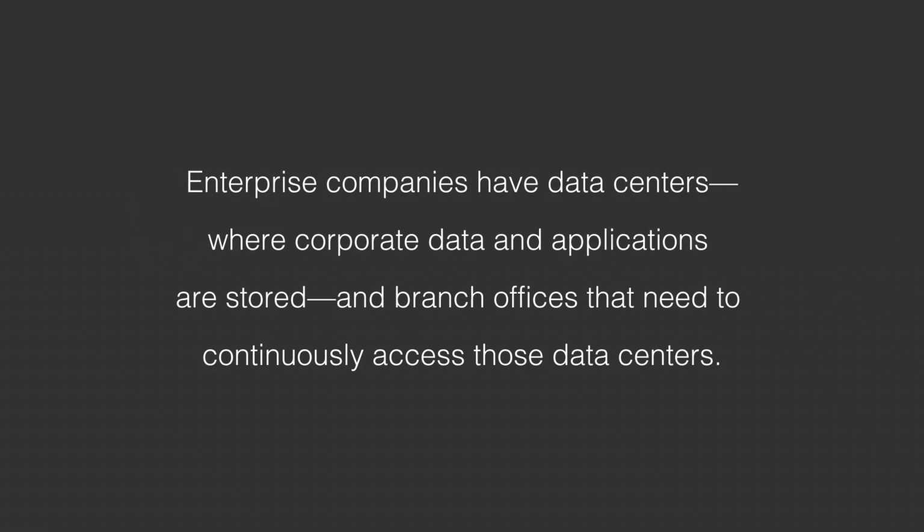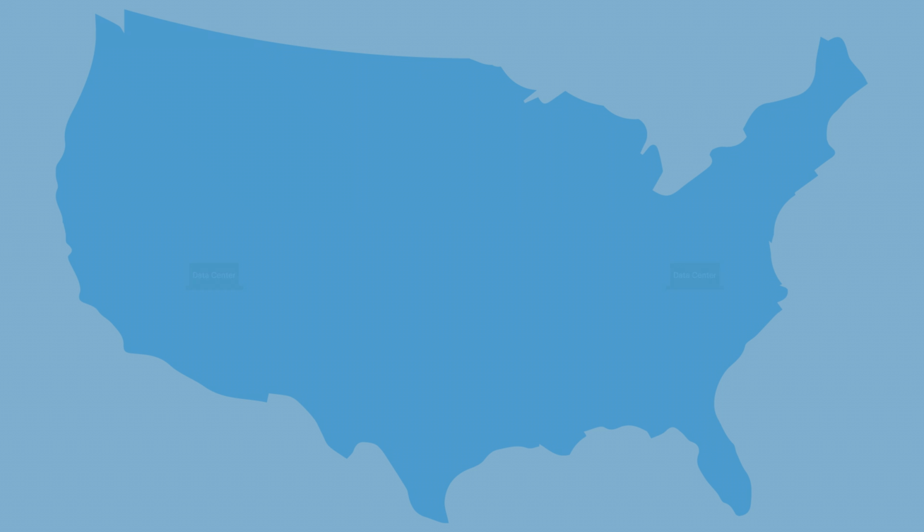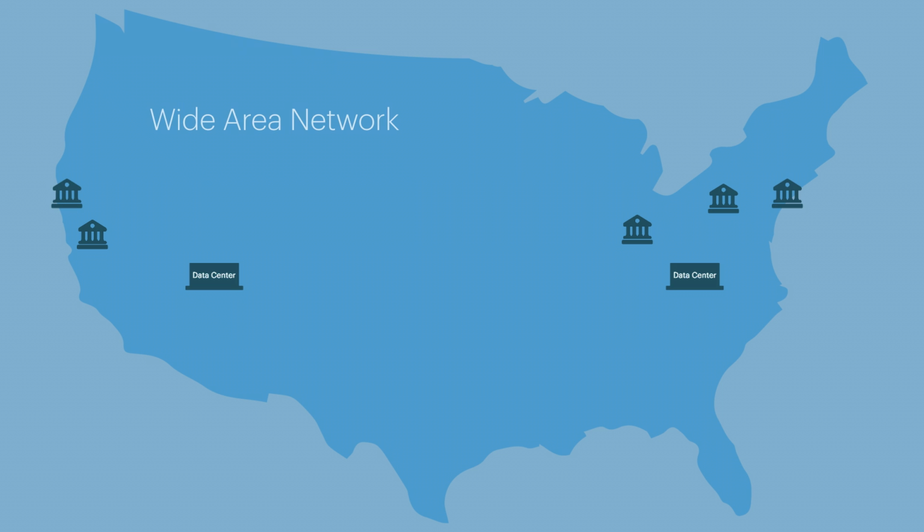Enterprise companies have data centers where corporate data and applications are stored, and branch offices that need to continuously access those data centers. Think about a bank. It has data centers all over the country that serve regions, each with maybe 100 or more bank branches. A wide area network, or WAN, connects these data centers to each other and to the branch offices so that bank employees can access the information and software tools they need to do their jobs.